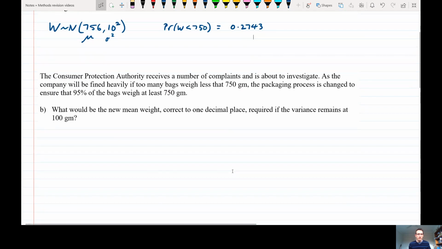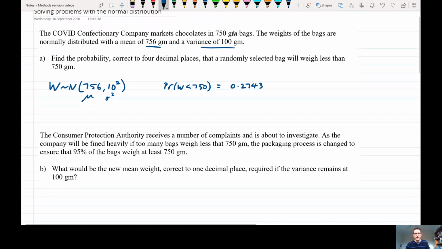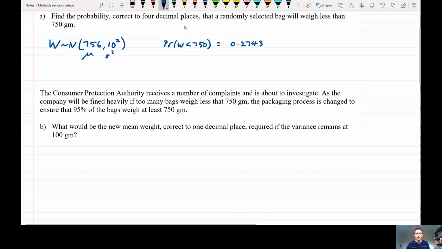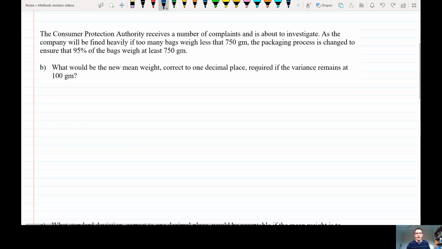Part B. The CPA receives a number of complaints and is about to investigate. The company will be fined heavily if too many bags weigh less than 750. They don't want to do that. So the packaging process is changed to make sure that 95% of the bags weigh at least 750. At the moment, they've said 750-gram bags, but only 27% are less than, so only 73% of the bags they make, 3/4 of the bags they make are that big or bigger, which is not really good enough. So now they're going to change it to make sure the number less than is only 0.05. So we're going to find the new mean weight if the variance is staying the same.